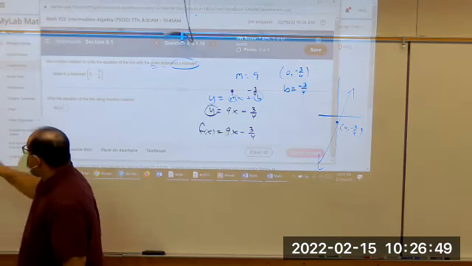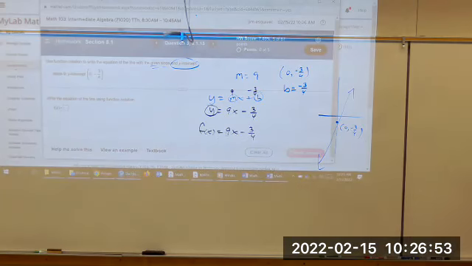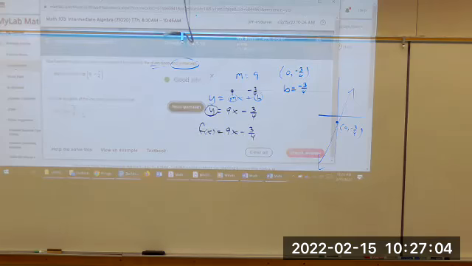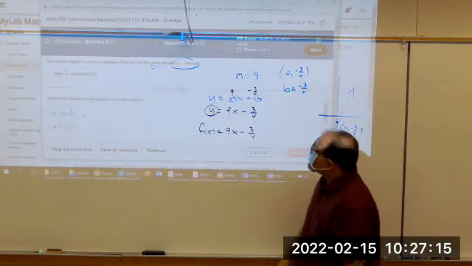Now, because they already typed that in, all you're going to do is type in the answer: 9x minus 3/4. They handed you B. You have everything you need. Same thing on question 4.